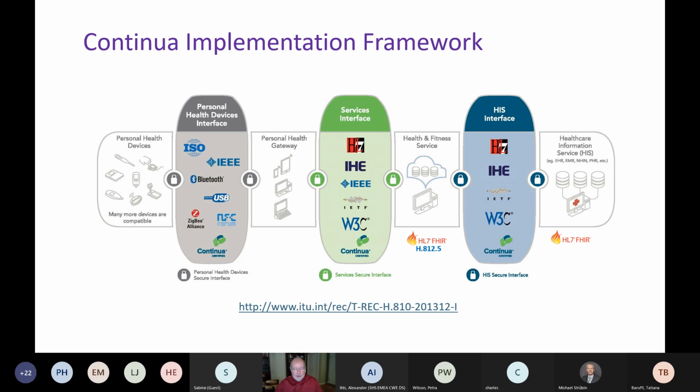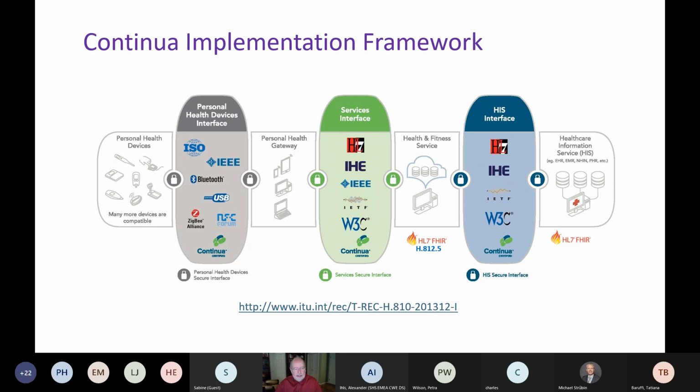And to make sure that that information was not lost as it went to the electronic health record system, we came up with another interface called the Services Interface that leverages HL7 standards and IHE profiles and IEEE standards and web standards and so forth that says, okay, now that we have this data, how do we actually package it up and transmit it to a health record system or to a health and fitness service? And once it's there, if it has to go to a specific health information system, what standards and how do we implement those standards to do that?